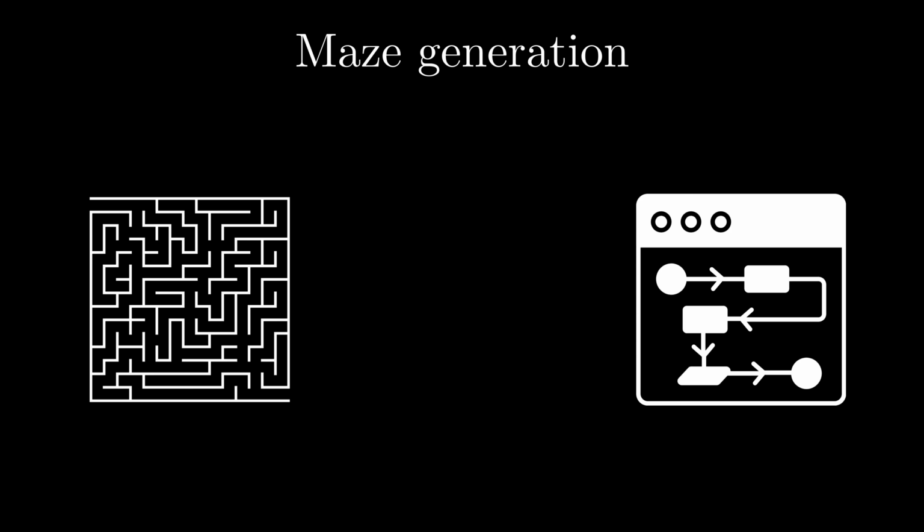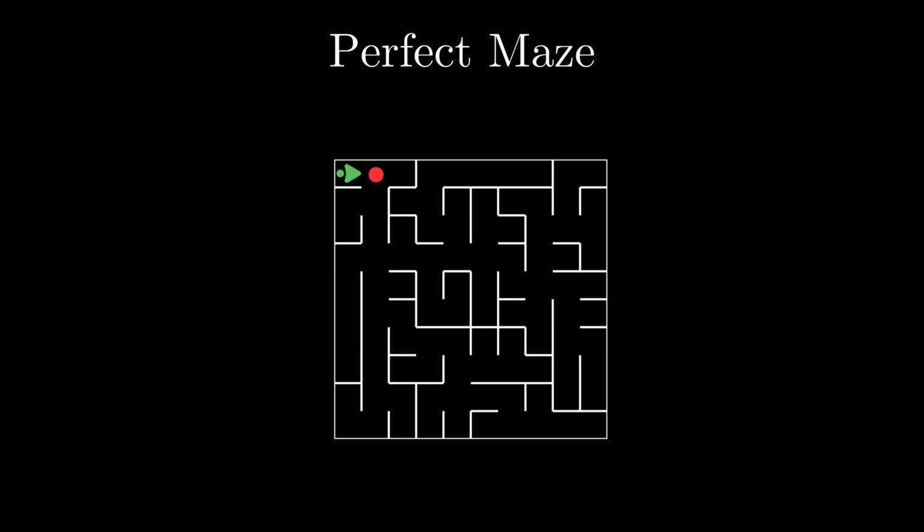But what about a perfect maze? A perfect maze is a maze where every point is reachable and where there is only one single path from one point in the maze to any other point.